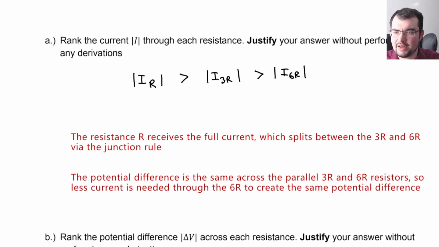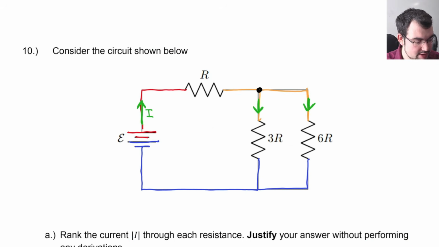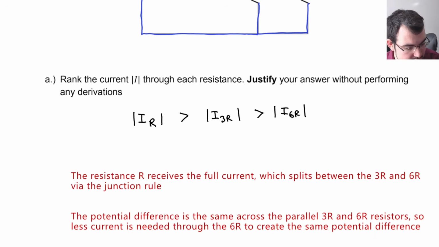This is just me saying that the potential difference is the same across the 3 and 6, so less current is needed through the 6 for the same potential difference. We can also figure out the ratio, because if the 3R is exactly half of the 6R, we're actually going to get 2/3 of the current going here and 1/3 of the current going here, because exactly twice as many customers must go down the fast lane because it's twice as fast. So this receives the battery current I, this receives 2/3 of the battery current, and this receives 1/3 of the battery current.